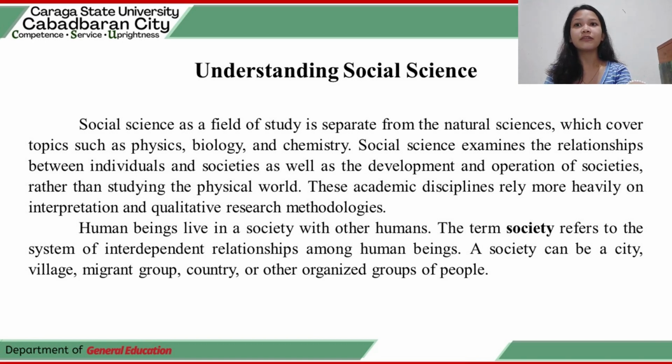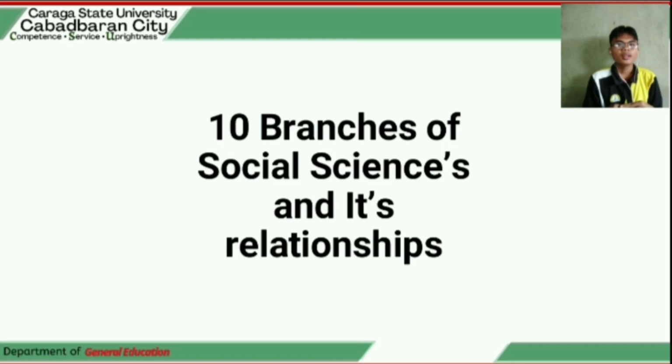Human beings live in a society with other humans. The term society refers to the system of interdependent relationships among human beings. A society can be a city, village, migrant group, country, or other organized groups of people.